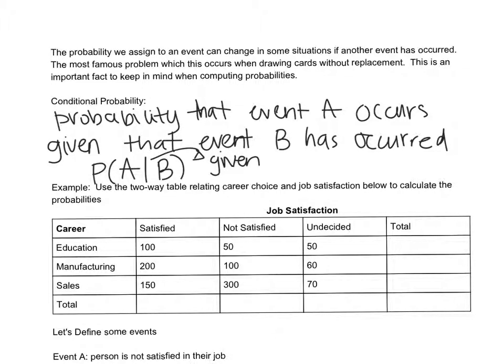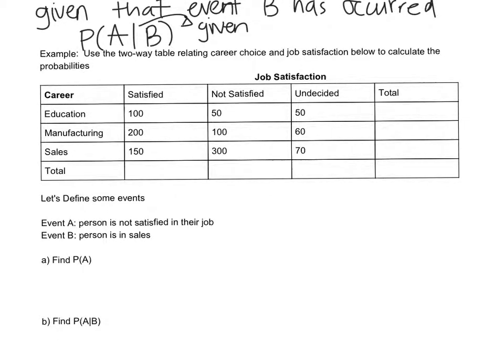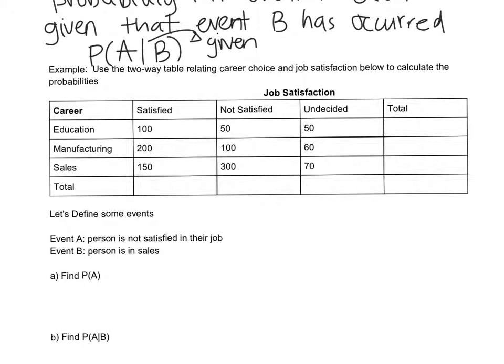So let's use a table relating career choice and job satisfaction to calculate probabilities. First, let's go ahead and find our totals before we look at our events. The number of people in education that are satisfied, not satisfied, or undecided about their job is 200.